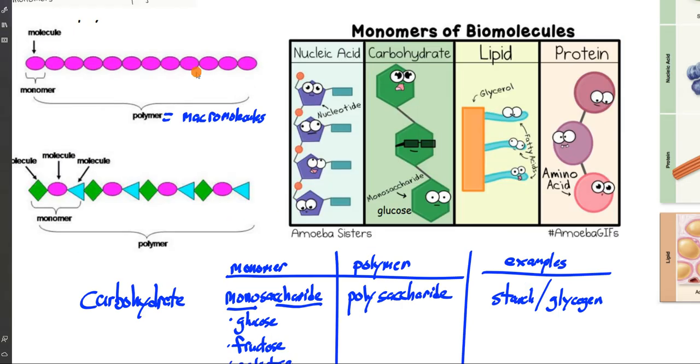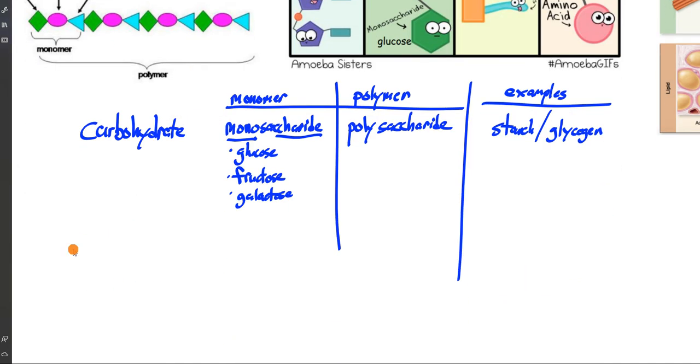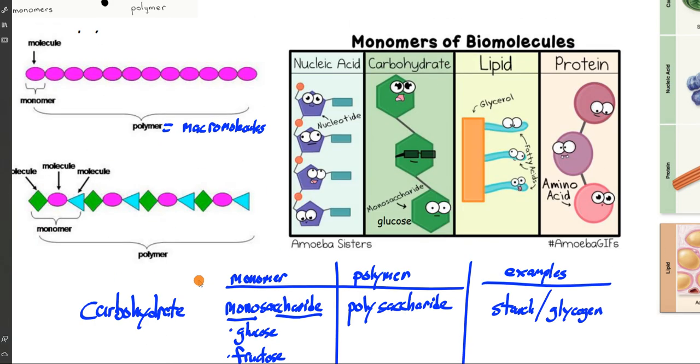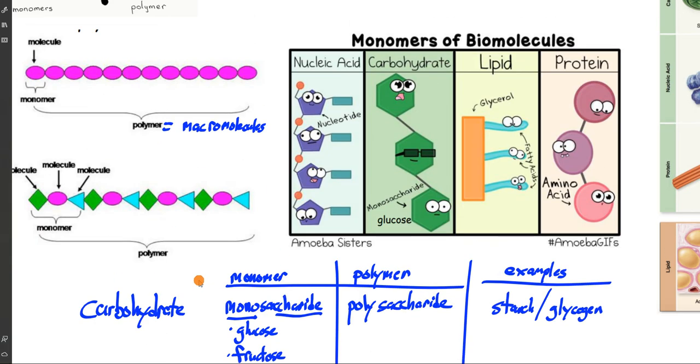For our nucleic acids, the monomer is a nucleotide. The polymer, we're just going to call them by DNA and RNA right now. And the examples are DNA and RNA. We skip over a lot to do with nucleic acids in Bio 20 because in Bio 30 you spend a lot of time talking about them. We've got 2 other types of macromolecule. We've got lipids and proteins left.